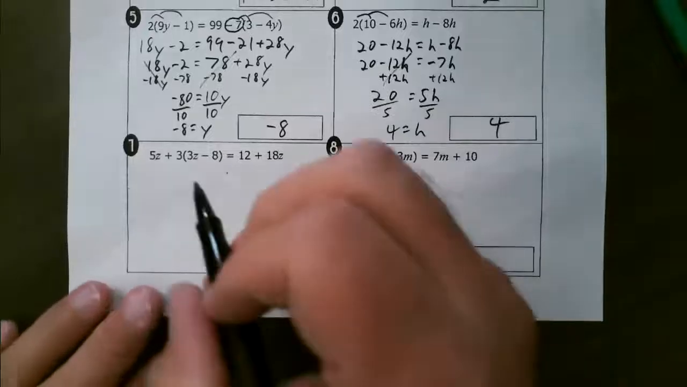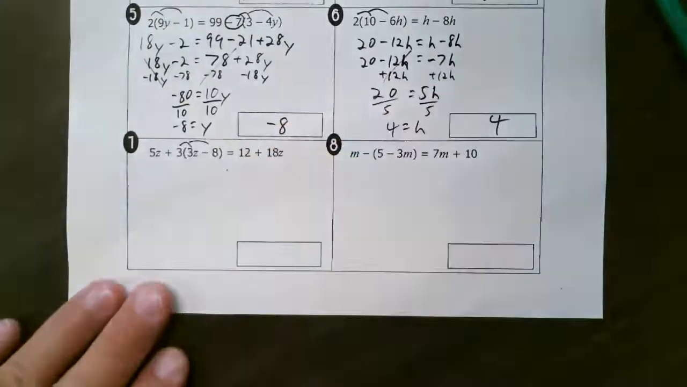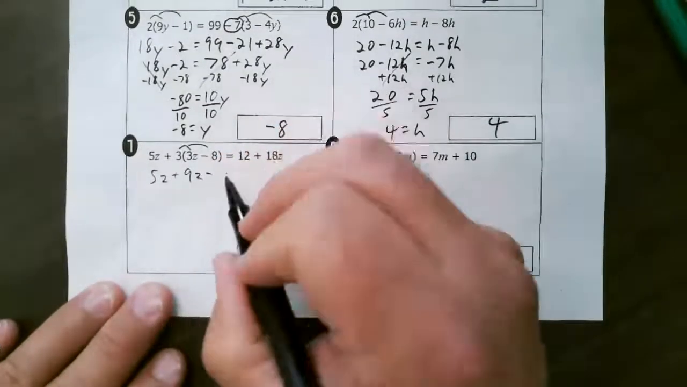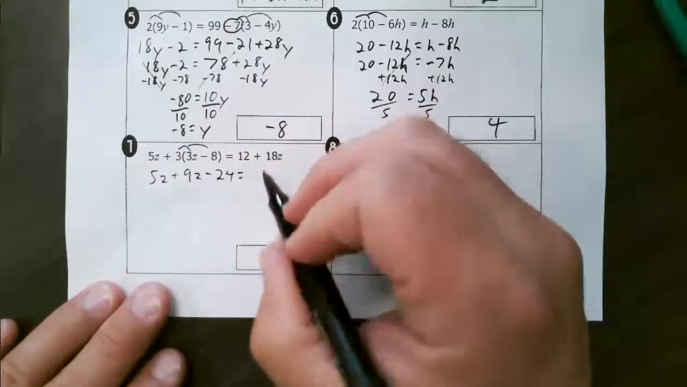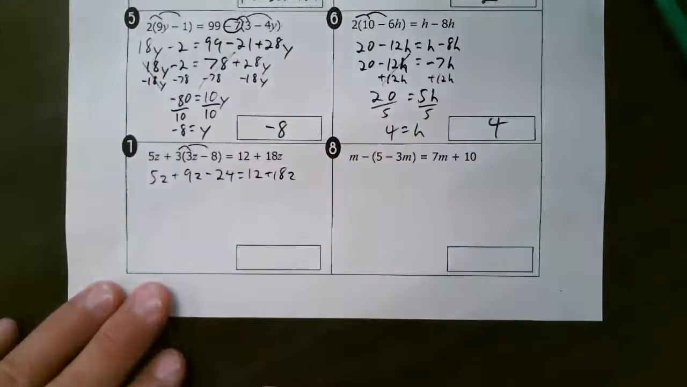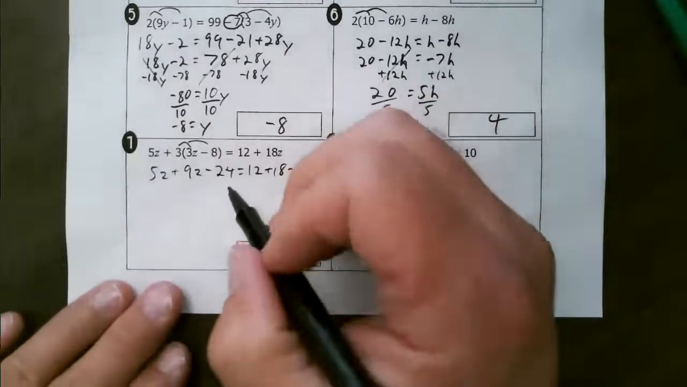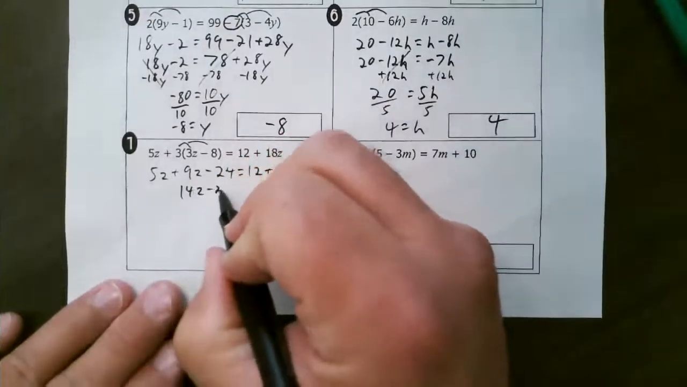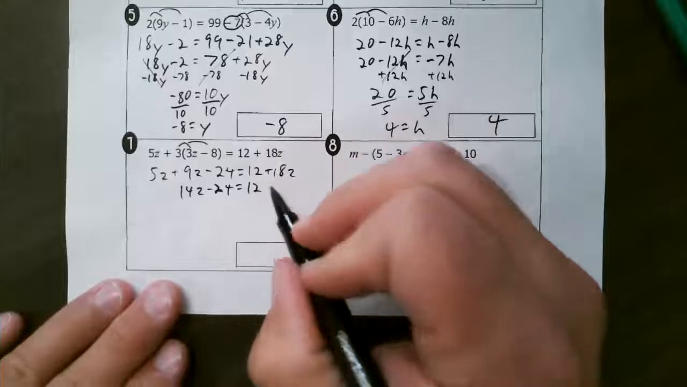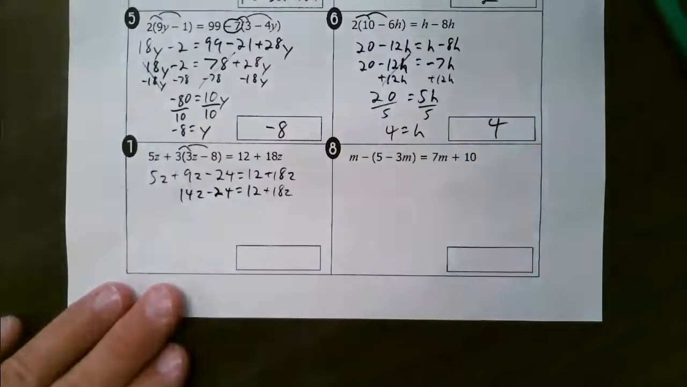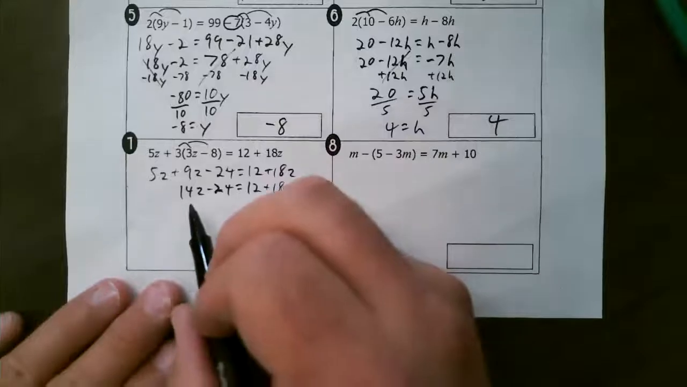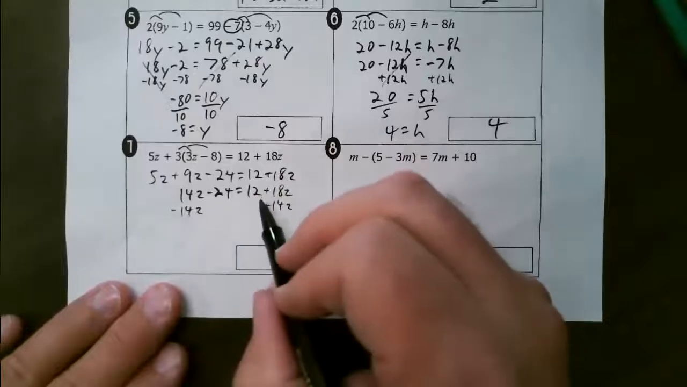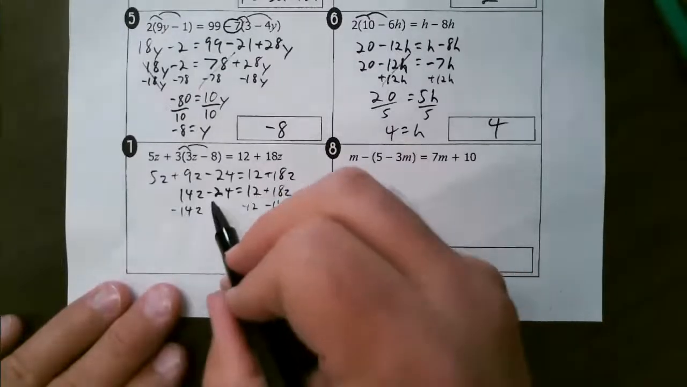On number 7, this time distributing 3 to both parts. We get 5z plus 9z minus 24 equals 12 plus 18z. Now, we can combine like terms, 5 and 9 gives us 14z. We can make sure we get all of our like terms on the same side. So I'm going to go ahead and take the 14z and subtract it. And it could go either way. The 12, we're going to bring that over to the other side, also by subtracting.